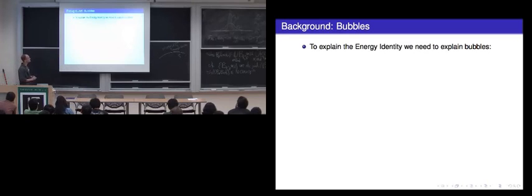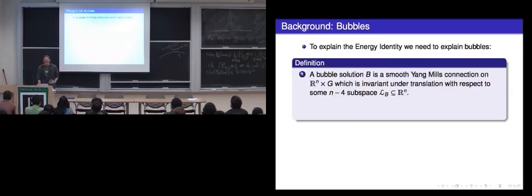I'm going to start off with some definitions, and we'll work our way back to an example afterwards. So let me first describe something called a bubble solution. I don't think of this as being associated to anything. It's just going to be some solution of Yang-Mills with some special properties, and therefore we'll call it a bubble solution. A bubble solution, B, I'll call this to distinguish from A, is a smooth Yang-Mills connection on R^n, which is invariant under translation with respect to some n-4 dimensional subspace. So let me explain what that means.